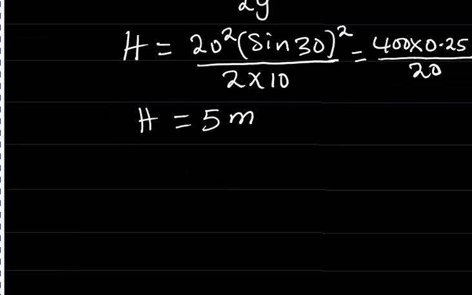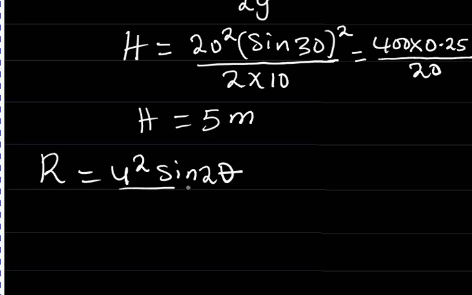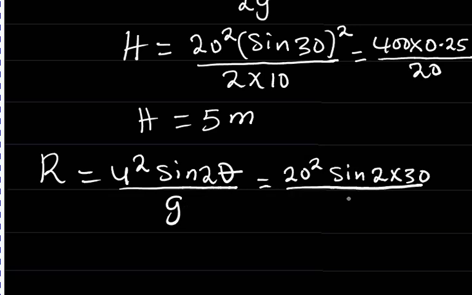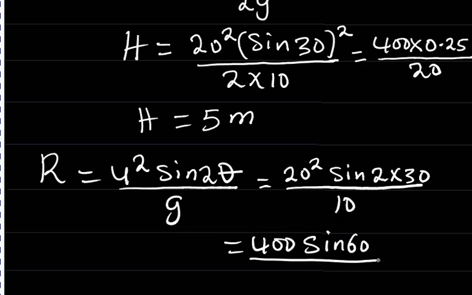Then the last but not the least is the range. The range of the projectile is given by the formula u square sine 2 theta, divided by g. Of course, u is 20, so 20 square, sine 2 times 30, then divided by 10. It's going to be 400, 2 times 30 is 60, sine 60, then divided by 10.